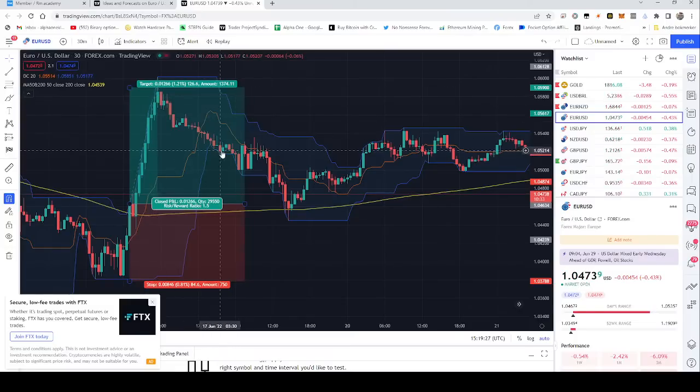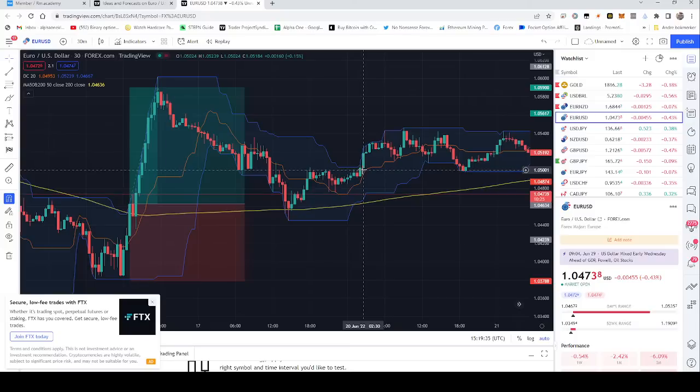We got here a break of the blue line in the bottom. That means we are looking for a long trade. And that occurred here. So then, because now we are above the yellow line, we are now looking for long trades. So we then enter here.